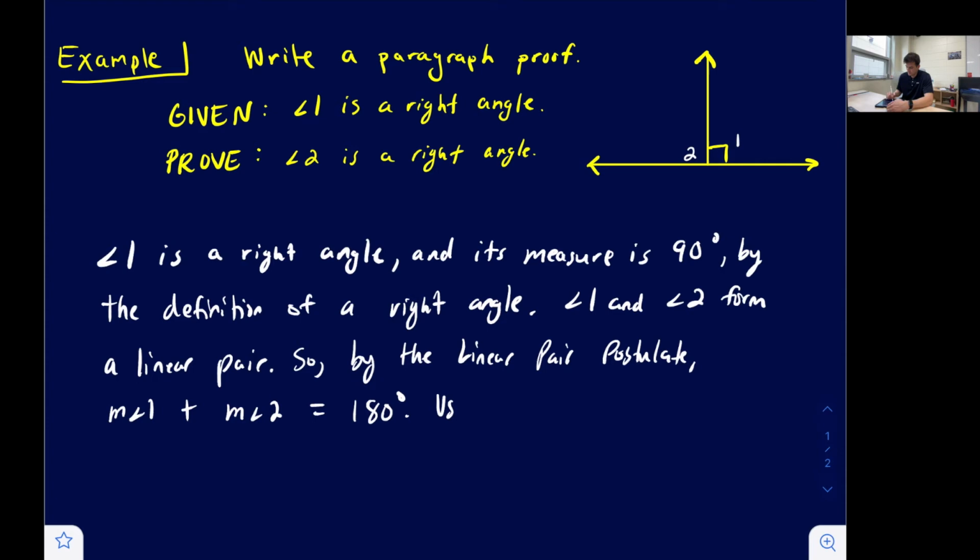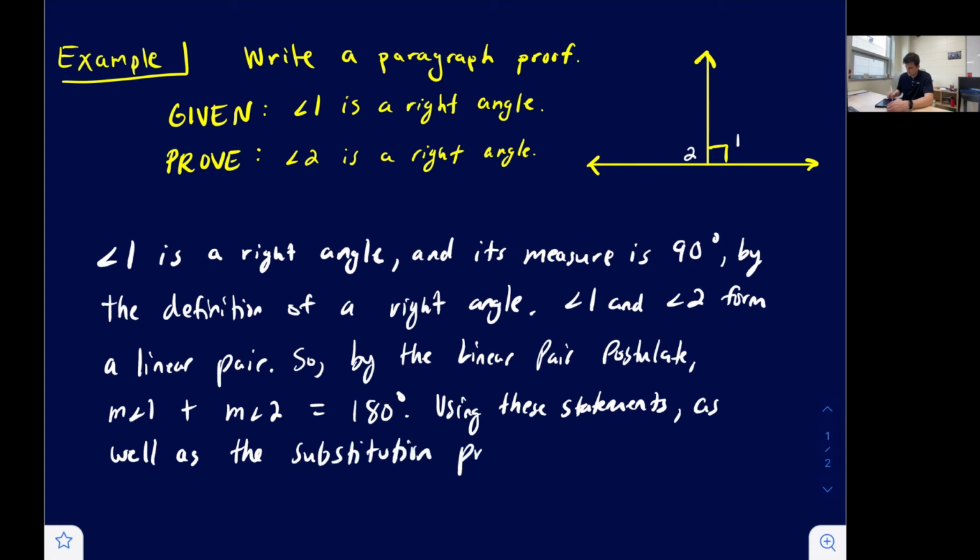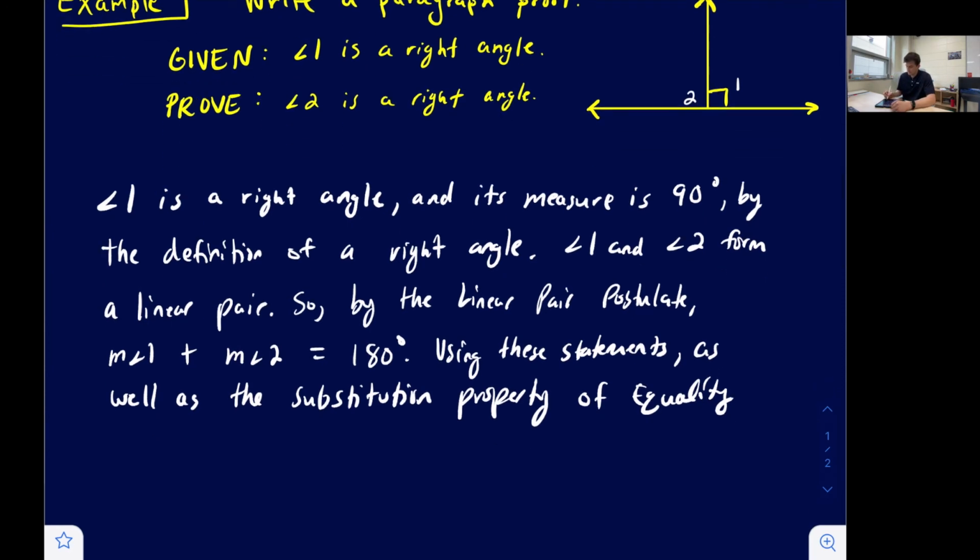So we can say, using these statements as well as the substitution property of equality, we could now substitute in 90 degrees for the measure of angle 1. So using these statements as well as the substitution property of equality, we could say 90 degrees plus the measure of angle 2 equals 180 degrees, right?